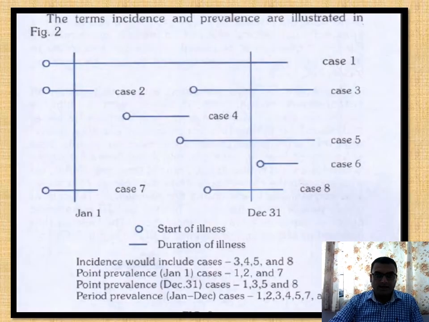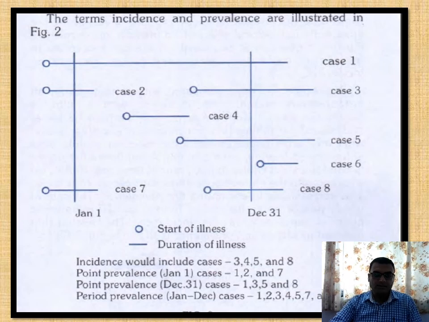Let's see the examples of point prevalence, incidence and period prevalence. Suppose we are considering the period from January 1 to December 31, and we have a total of 8 cases. The circle represents the start of illness and the line represents the duration of illness. Suppose we want to find out what the incidence cases are within our period. We can say that case number 3, case number 4, case number 5 and case number 8 are the incidence cases.